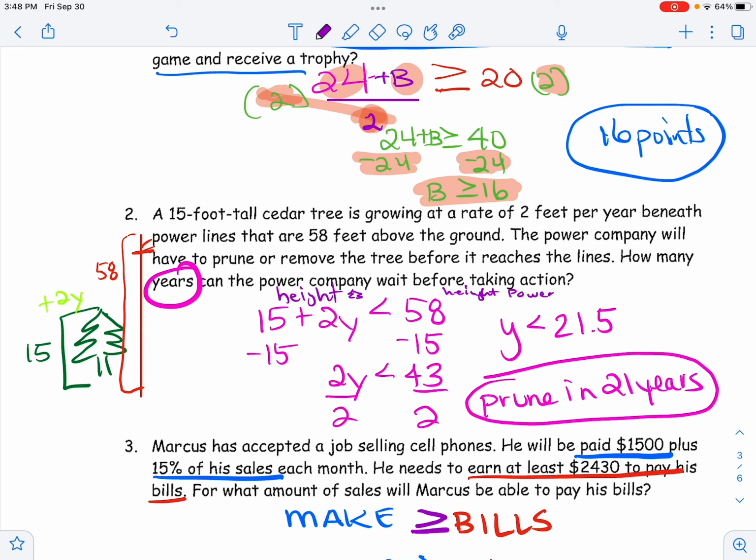So we go ahead and solve for this, and we get the years are 21 and a half, but we would say they want to prune in 21 years, because if they wait till 22, it will have been a problem, and you don't want to have to cut in the middle of the year in the event that, what if it grows faster that year? You're in a problem.